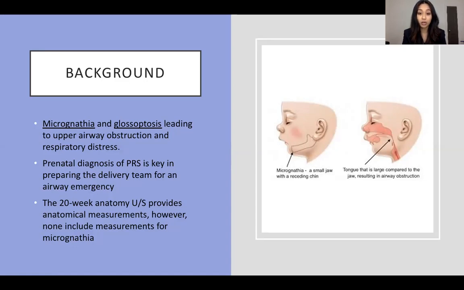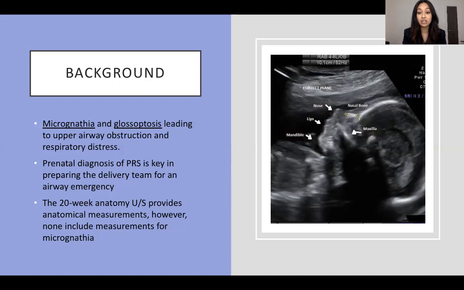The 20-week anatomy ultrasound provides anatomical measurements. However, none of these measurements include anything for micrognathia. On the right, you can see a typical mid-sagittal plane ultrasound image. I'd just like to point out two different landmarks. Here you have the maxilla, and here you have the mandible. These are the two main landmarks we use to measure our parameters.